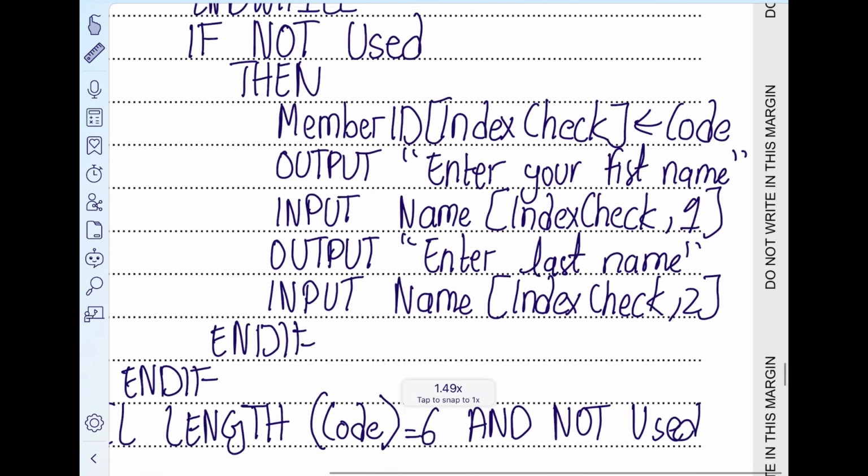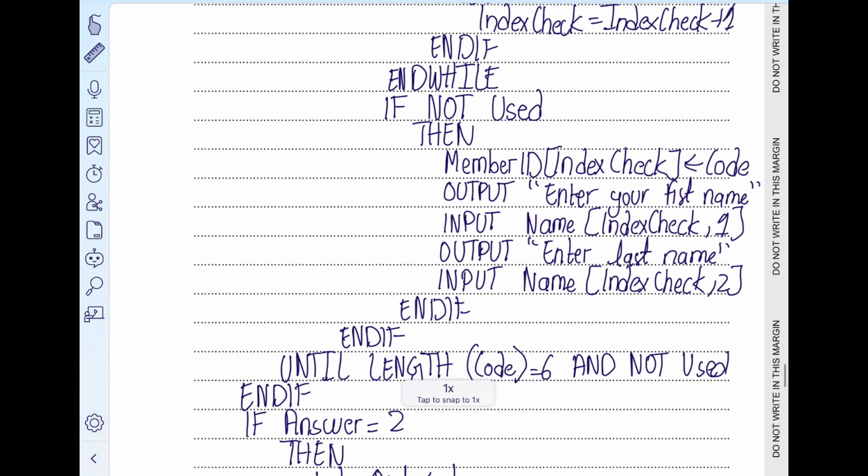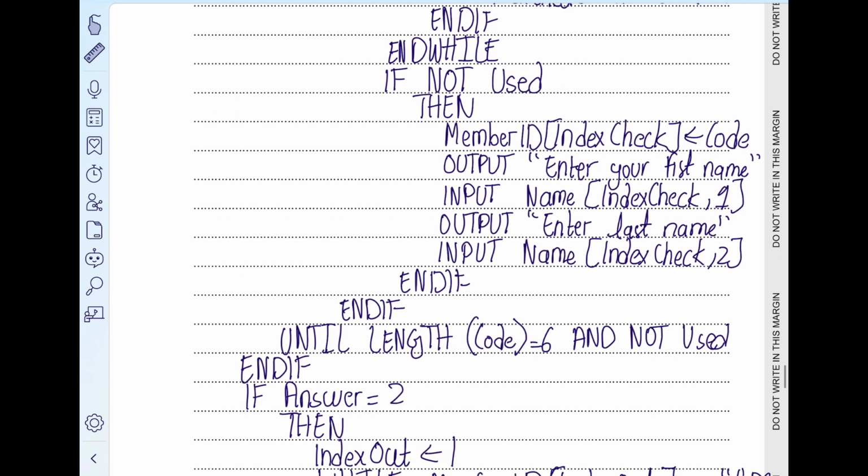If I've not used, that means I find something which has not been used, then I assign it over here. That is member ID index check is code, asking for the first name, then input the first name, output asking for the last name, input the last name, end if. And overall, this part repeats until the code is fixed and you have entered something which has not been used.